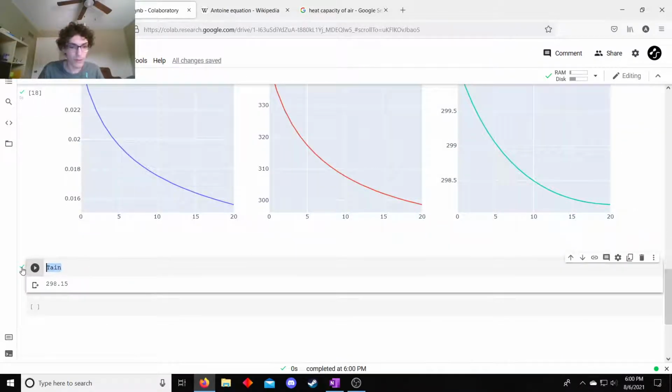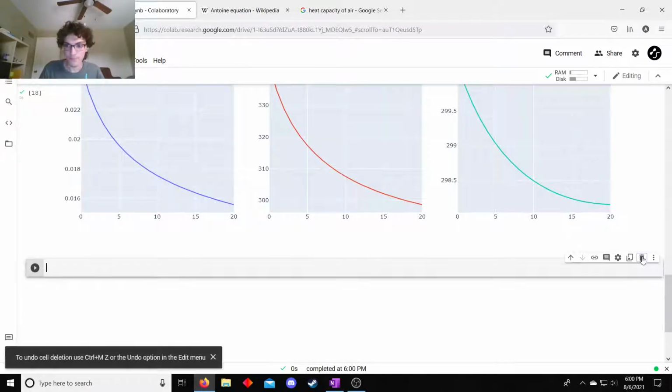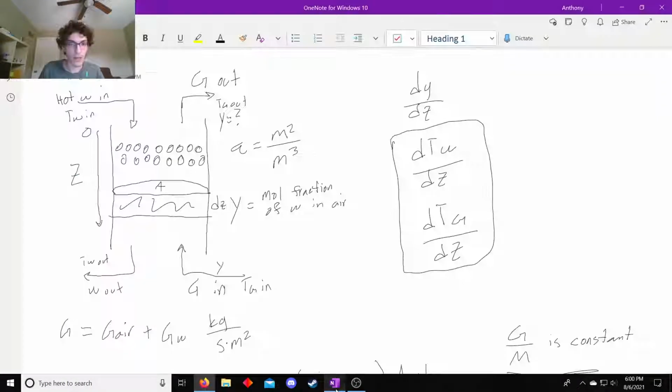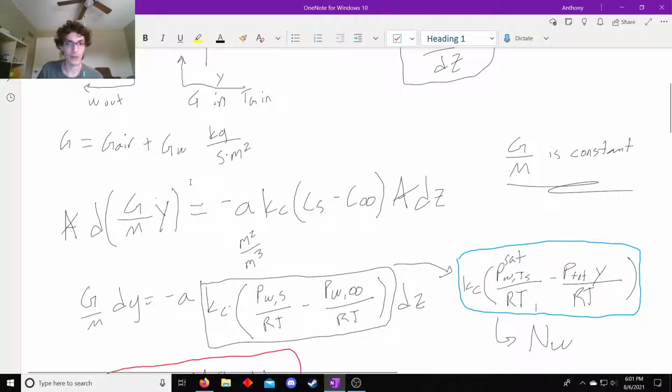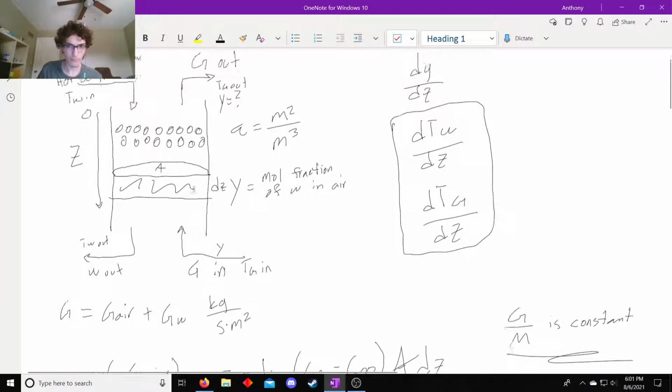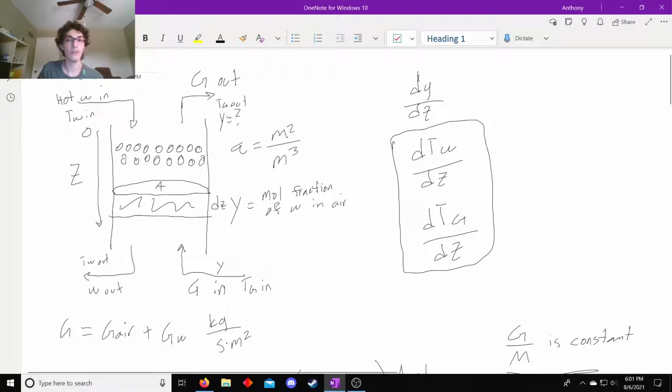Okay, so this is the whole problem. Just to recap a little bit, we had a cooling tower with water going in, water going out. We had gas going in, gas going out. This gas had some water, some moisture in it. From there, we were able to come up with differential equations. First, we looked for the change in the mole fraction of water in the air over the change in z, which we set our positive z direction to be down.